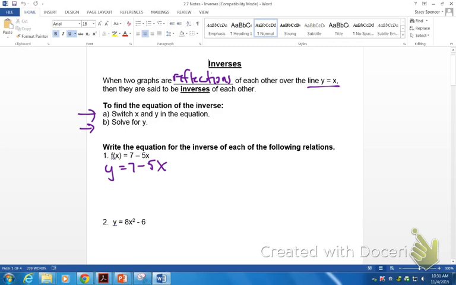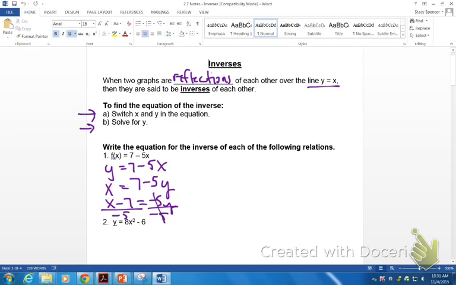Okay, so now we're going to do the switch. So I'm going to put the x where the y is, and I'm going to put the y where the x was. So let's solve this for y. What would be the first thing you do? Subtract 7, so that would give us x minus 7 equal to negative 5y, and then what would we do? Divide by the negative 5. Remember, you divide into both terms over here. Okay, so those would cancel.